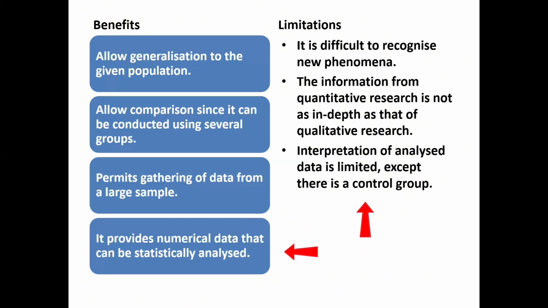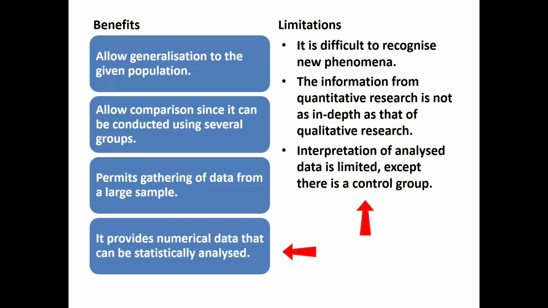What are the limitations? It is difficult to recognize new phenomena because you have restricted them to either a questionnaire or a score. There are some hidden phenomena that may come up around that study, and you will not be able to pick them. But unlike qualitative, in the process of interviewing the individual, some questions will come up. Some of the things the person says will make you ask further questions and will expose areas you never thought existed concerning that issue. But in quantitative, it's difficult to recognize new phenomena.